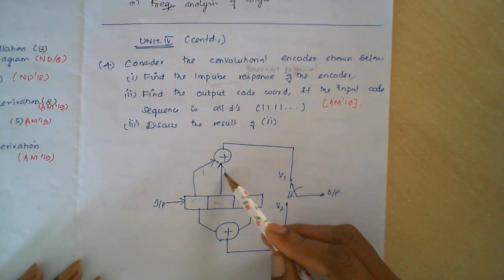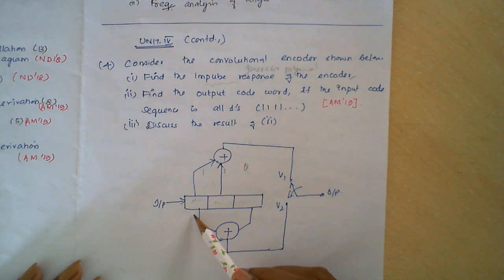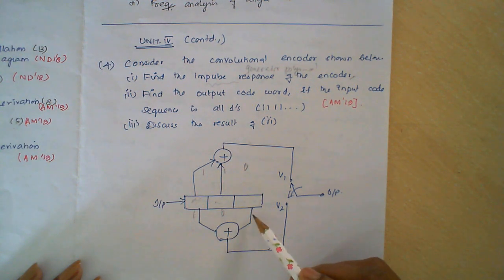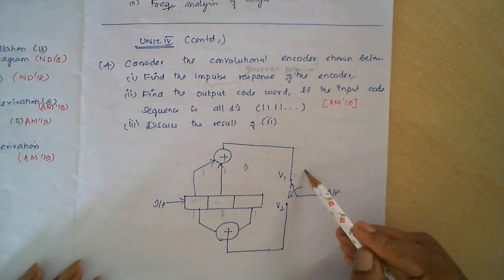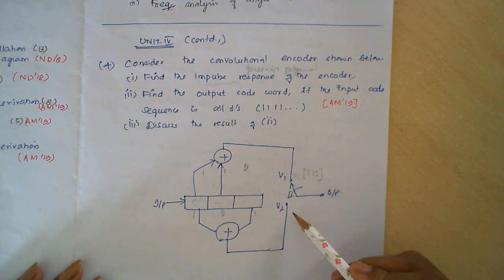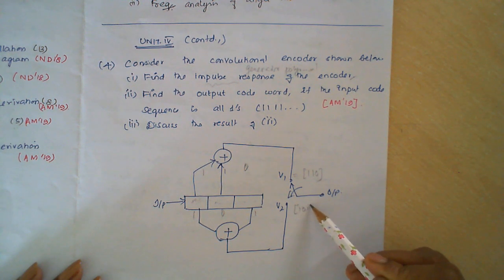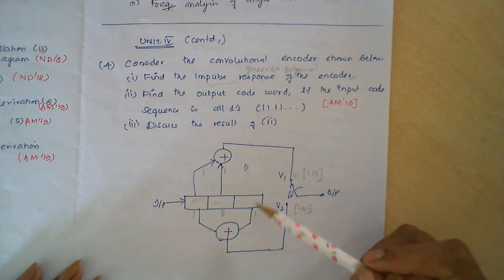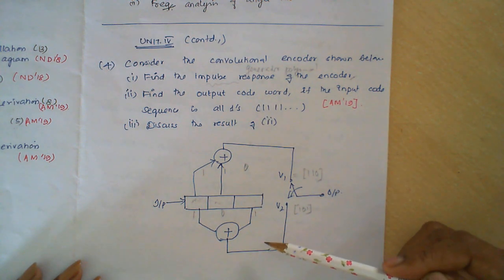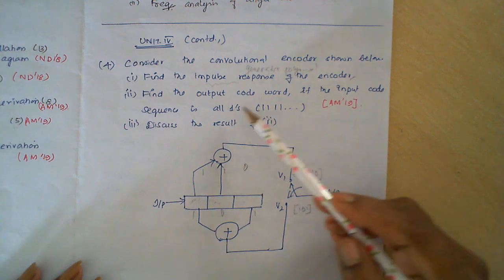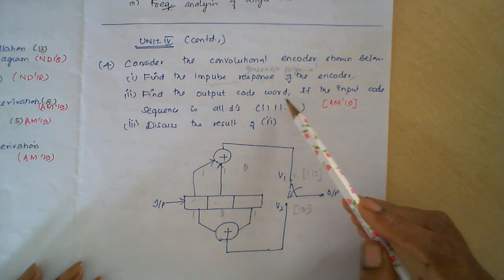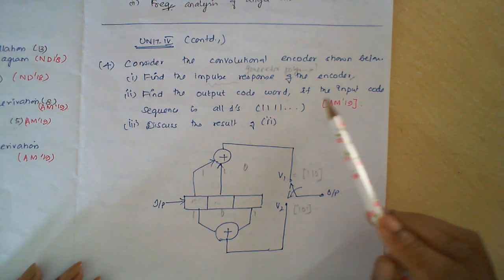So it will be 1, 1, 0 case. For this case there is no connection, 1, 0, 1. So this is how you should write the sequence generated in terms of the convolution encoder case. For this I have executed one problem, so you could relate with it, and for the output code sequence you have to find out if the input code word is given.